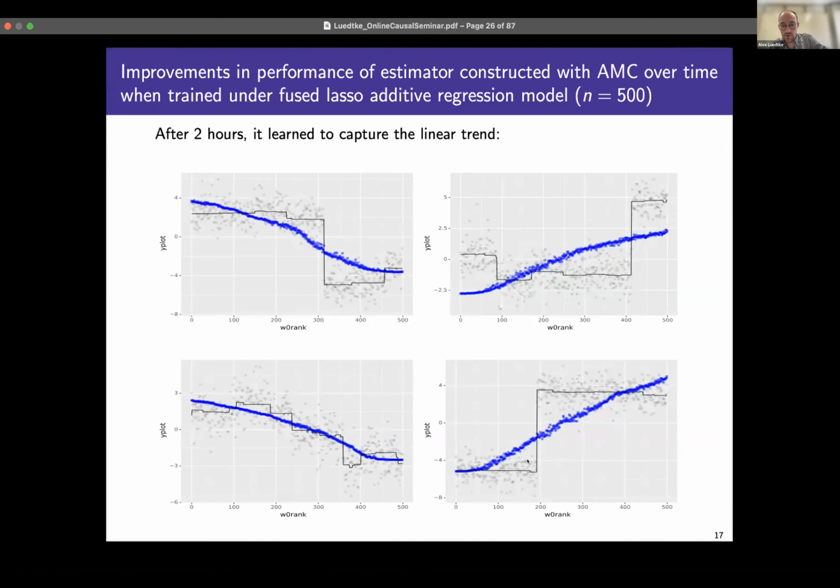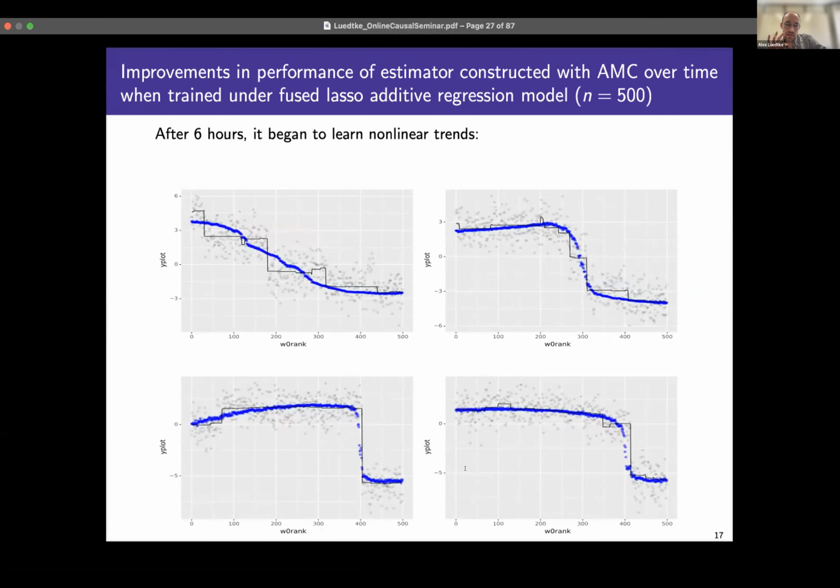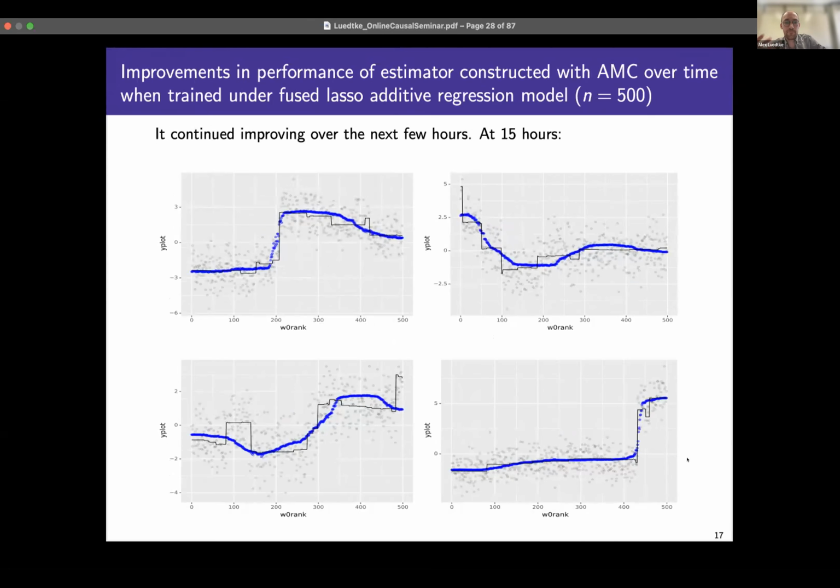Okay, so we're not really doing a very good job of estimating these regression functions using 500 points, but we are beginning to pick up a linear trend. After 6 hours, we can begin to start picking up nonlinear trends. If you look here, it's sort of beginning to capture a jump. Same here, still not doing a great job, but we're improving. After about 15 hours of iteratively improving this estimator, we start picking up some non-monotone trends as well.